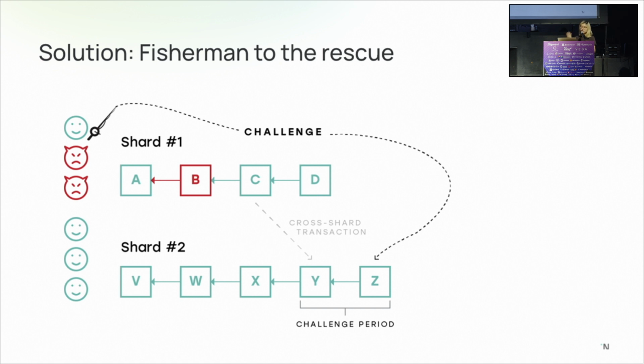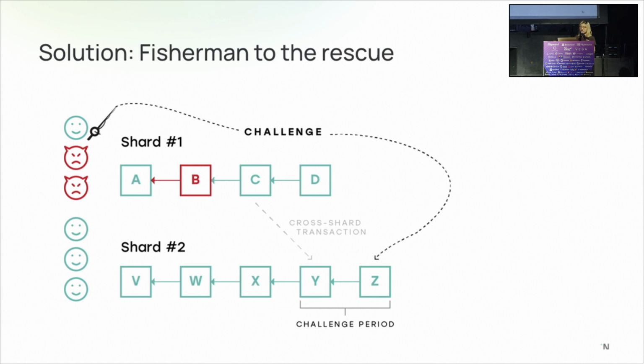So when a fisherman sees an invalid transaction, it will create a message called a challenge, which will include a proof for why this transaction is invalid. And it will then broadcast this challenge message to the whole network, including every validator, including validators in other shards. And when the other validators see this challenge, they need to verify whether it is true or not, because Fisherman itself could be malicious too, right? So, and here's the beauty of this algorithm.